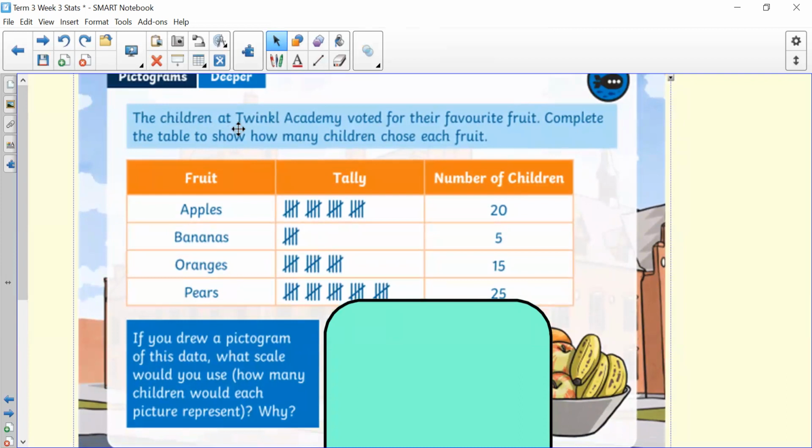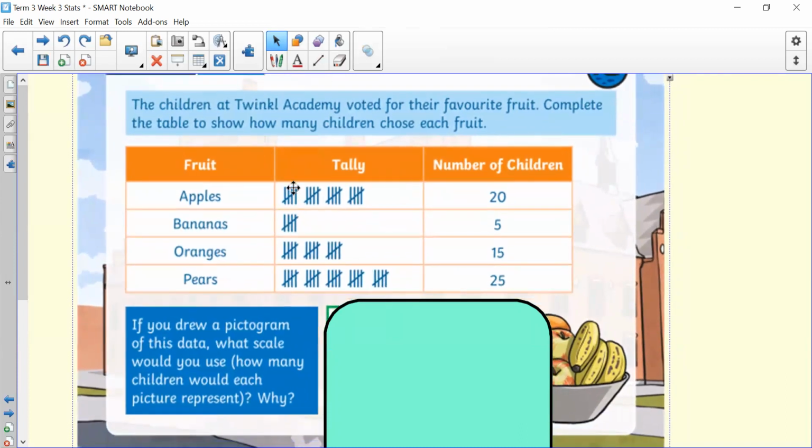So it says the children at Twinkle Academy voted for their favourite fruit. Complete the table to show how many children have chosen the fruit. Okay, so that's been done for you in this case. So remember, our tallies go up in 5s. So 5, 10, 15, 20, 25.